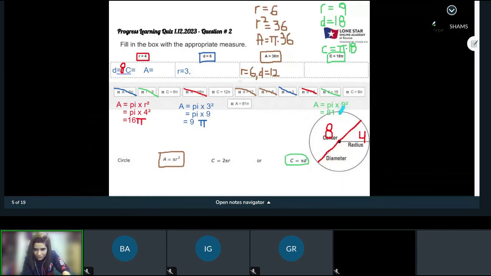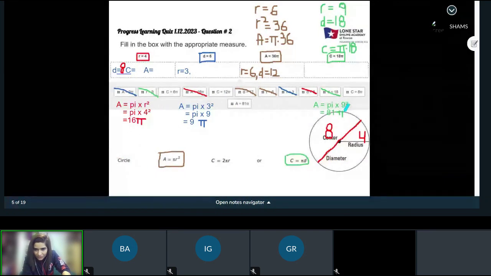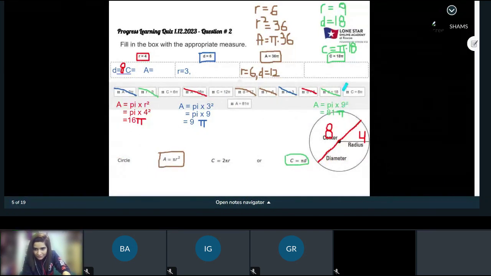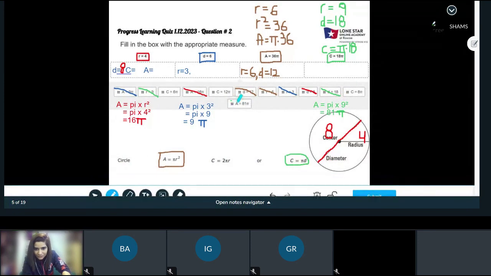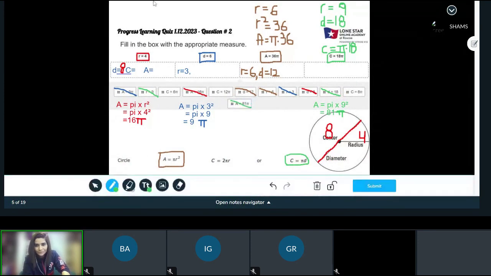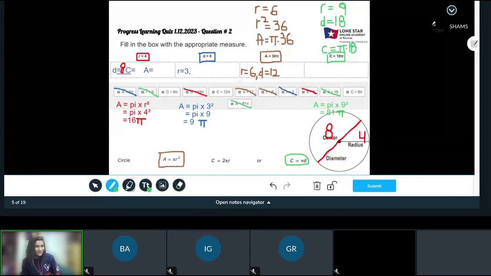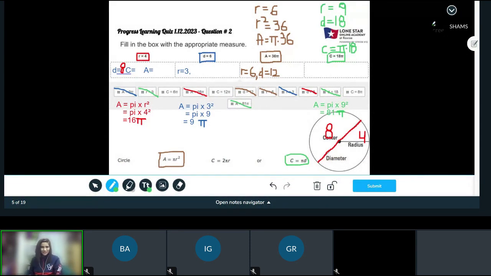And I'm going to pause here. People, let me know if you have any questions about the area. 81 pi, that is over here. Annabelle, you were confused where I got 36. I was also confused when my answer was not matching.